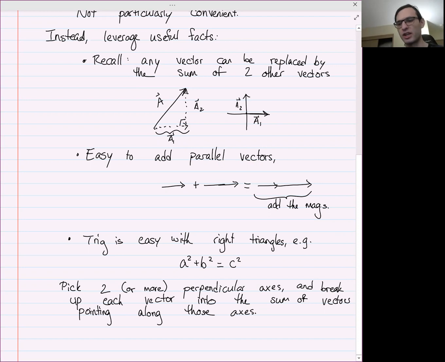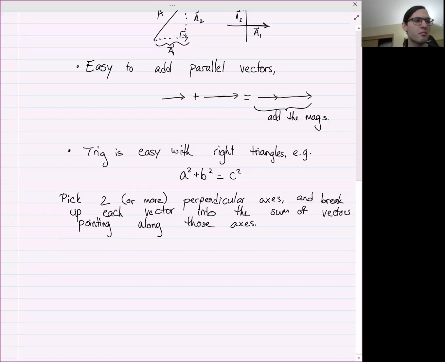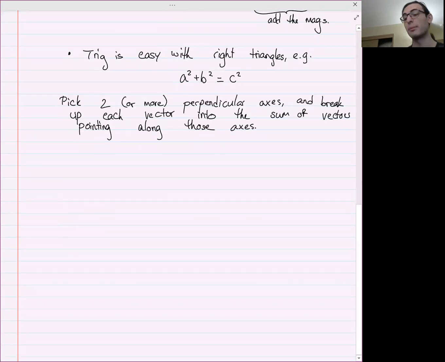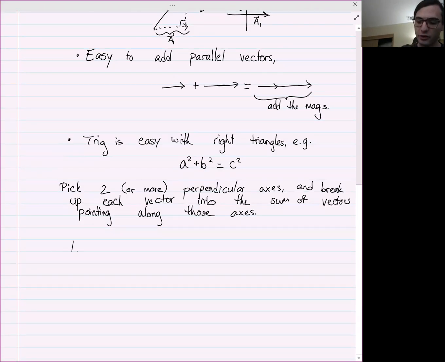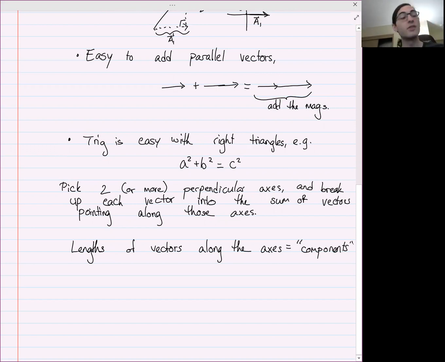Now there's a caveat here. They can also point in the opposite direction. They could have been pointing left or down, and that's equally okay. And so we give a name to the lengths of these vectors. The lengths of those vectors along the axes are called components. They are the components of the vector.